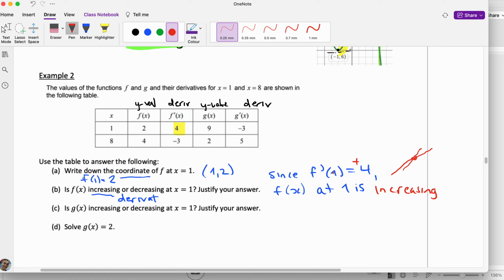That's what's happening. As opposed to, also be careful, they're switching functions on us. We're going to g now. Okay, so now they're asking us, is it decreasing or increasing at 1? Let's look at the derivative.